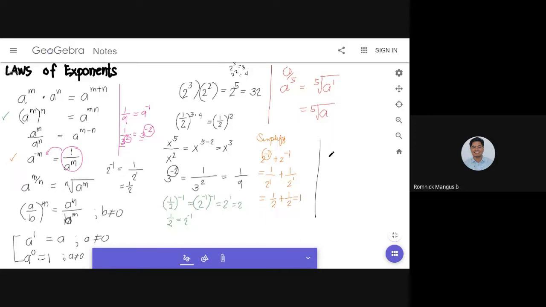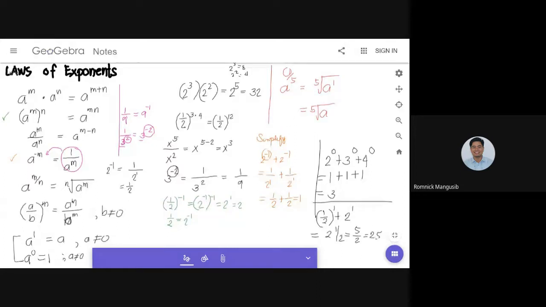Kasi kapag magsusolve ka, halimbawa, what is 2 raised to 0 plus 3 raised to 0 plus 4 raised to 0? Your answer must be 1 plus 1 plus 1. That must be 3. Okay? However, yes, tama, James. And however, if you have, let's say, 1/2 raised to 1, siyempre ito naman yung 2 raised to 1, then your answer must be 2 and 1/2, or 5/2 in the proper fraction, or 2.5 in decimal. Okay, so as quick as that, a simple recall on the laws of exponents.